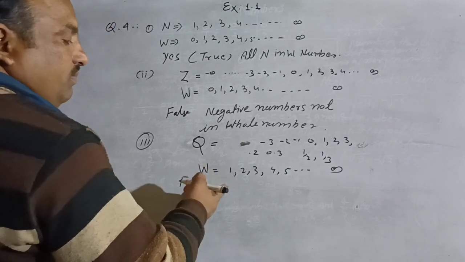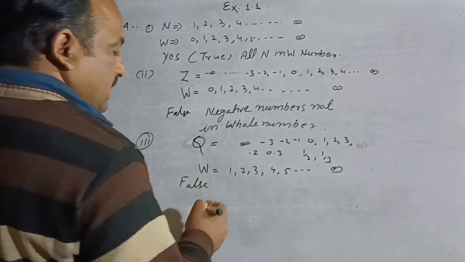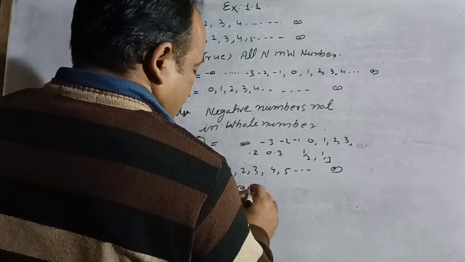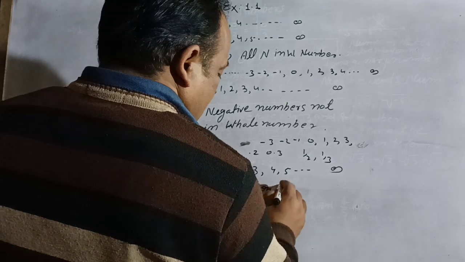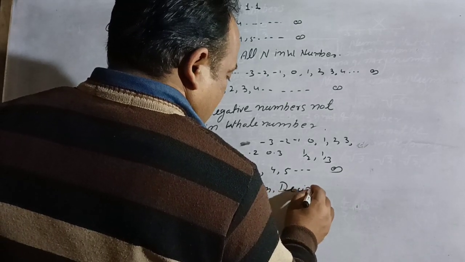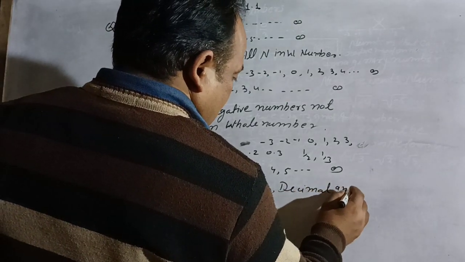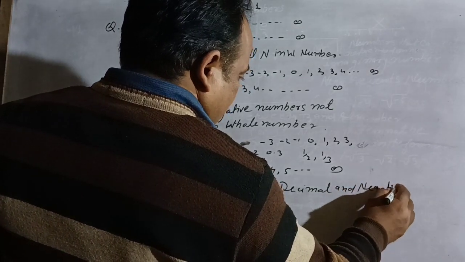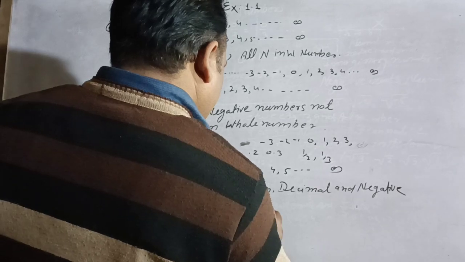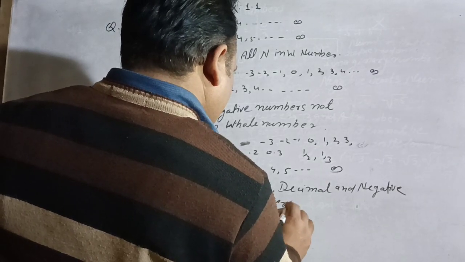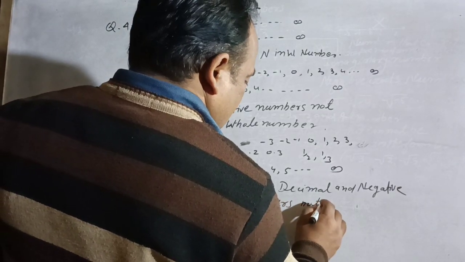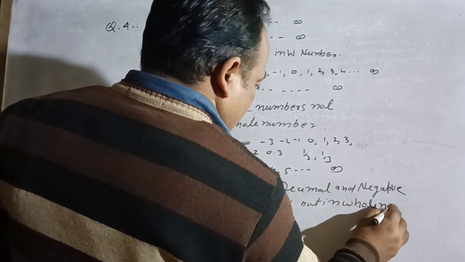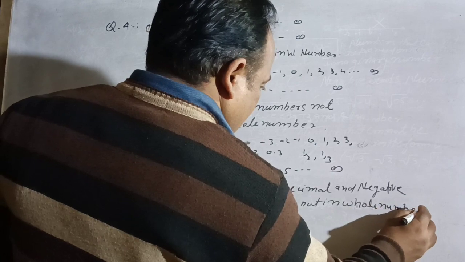because fractions, decimals, and negative numbers are not in the whole numbers.